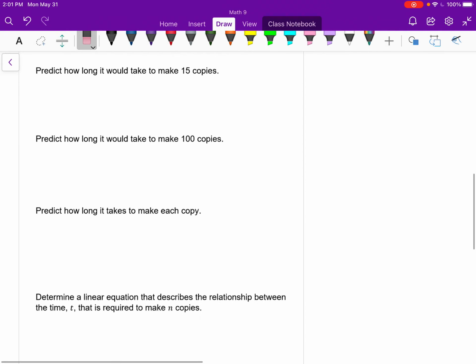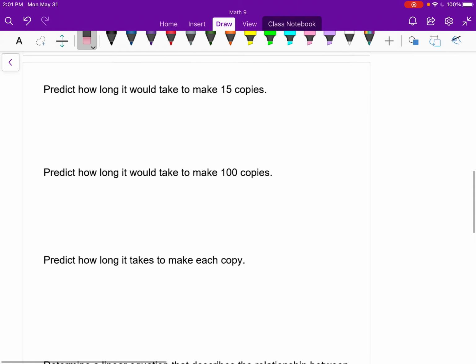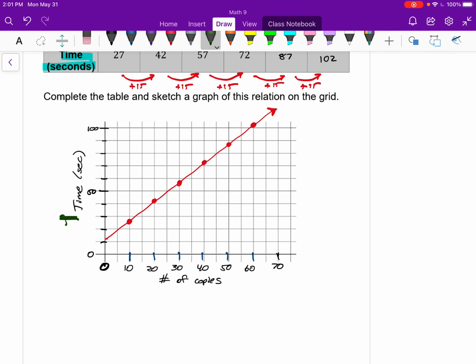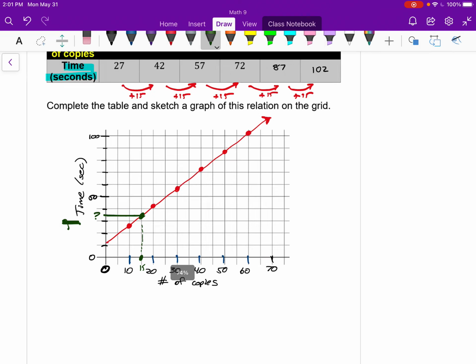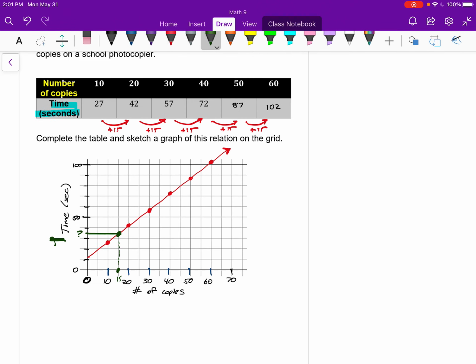All right, so with that said, let's use this to answer a few questions. Predict how long it would take to make 15 copies. All right, so 15 copies I can see is right here. And so if I look right here, I can see roughly it's between 30 and 40. So between 30 and 40 seconds. And so right now my estimate from looking at the graph, and this is an example of interpolation, I'm looking between points I was given, is about, I don't know, 35 seconds to make 15 copies.